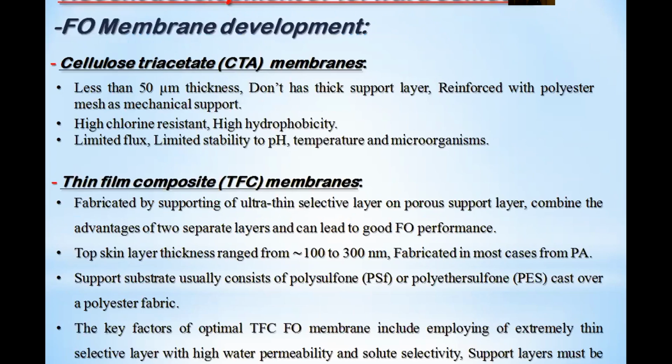First type, cellulose triacetate, thickness must be less than 50 micrometers. It doesn't have a thick support layer, and is reinforced with polyester mesh as a mechanical support. It has high chlorine resistance and high hydrophobicity, but limited flux and limited stability to pH, temperature, and microorganisms.